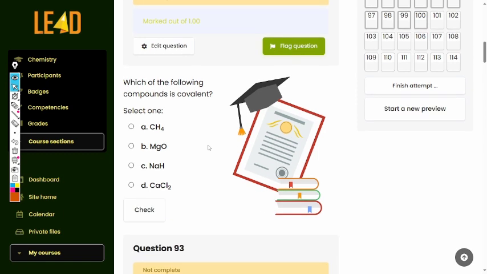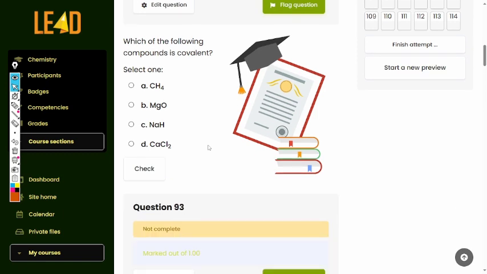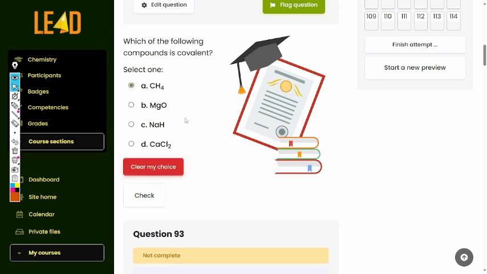92. Which of the following compounds is covalent? Okay, so let's see the nature of the atoms that are bonded together. Here, carbon and hydrogen bonding together will actually give you a covalent bond. Let's see the other ones. Magnesium and oxygen. Magnesium is a metal, oxygen is a non-metal, so this is most likely an ionic bond. Sodium hydride. So sodium will act as the metal here and hydrogen will act as the non-metal here. So you would have an ionic bond here. Then calcium chloride. Calcium is the metal, chlorine is the non-metal. You also have an ionic bond. So it means methane is what gives you a covalent bond here.